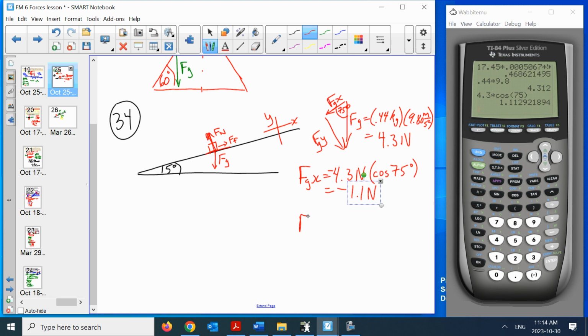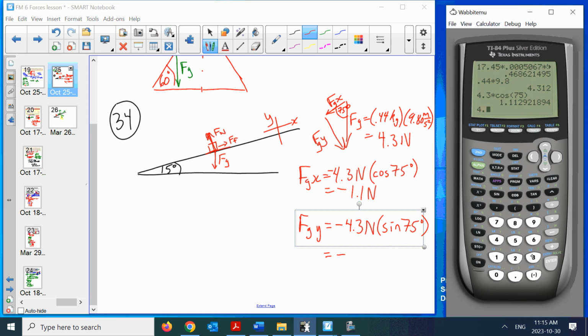And the y. That's also downward, so I'm going to insert the negative sign. 4.3 sine of 7. And I'll do the calculation real quickly. 4.3 times the sine of 4.2. That answers that problem.